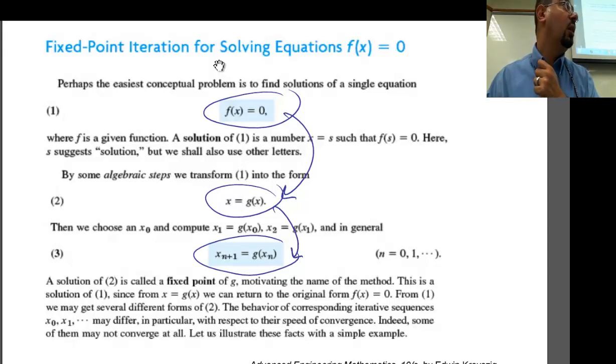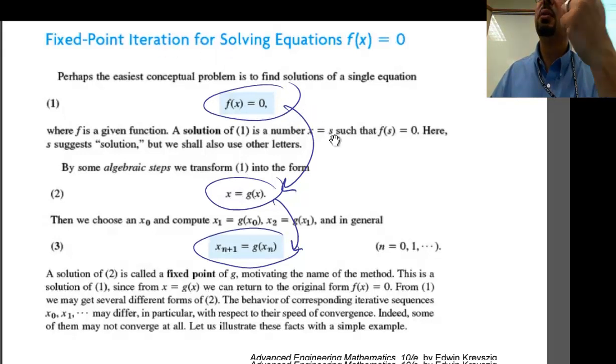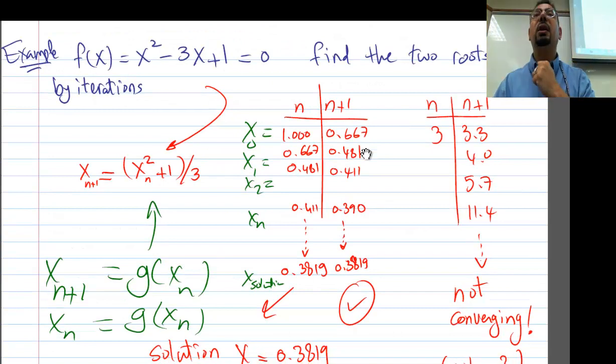So when you see an equation being solved by basically substituting in the equation, getting the number and then putting it in again and again and again, this is called the fixed point iteration method. So here is the example.